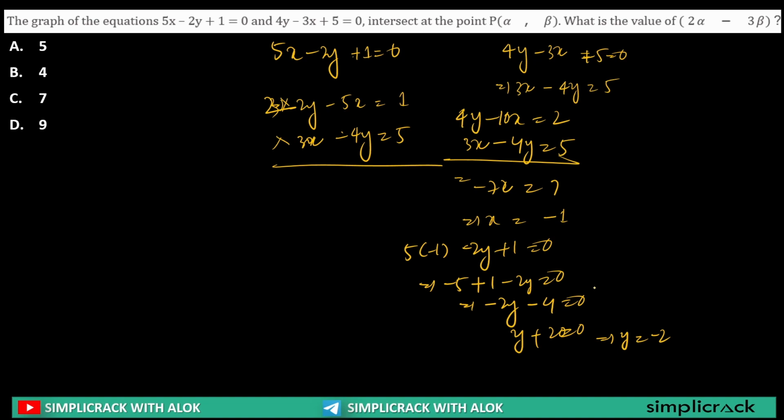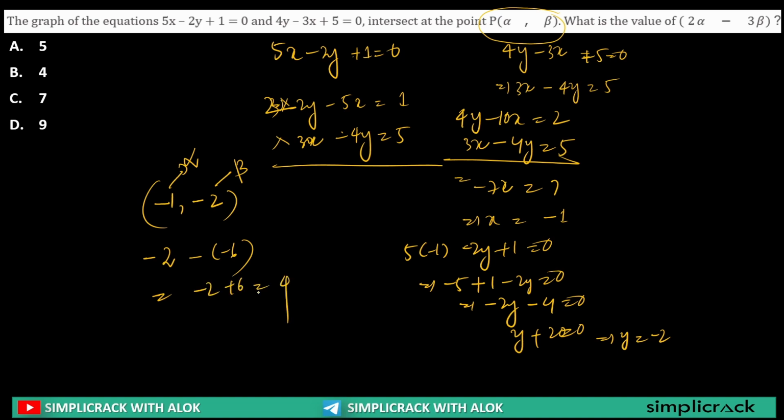Now x is minus 1 and y is minus 2 are the points, and this is the intersecting point, right? Because this is the point where both equations are satisfied, right? So the value of alpha is what? Minus 1. The value of beta is minus 2. So 2 alpha, that is minus 2, minus 3 beta, that is minus 6, is equal to minus 2 plus 6, that is 4. Clear? Yes, sir.